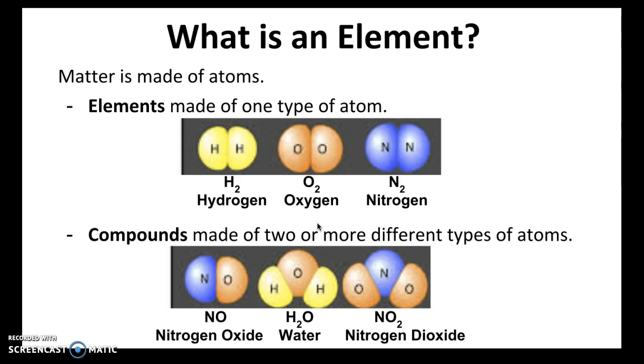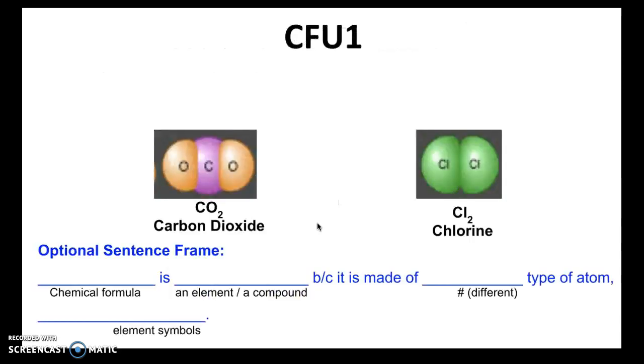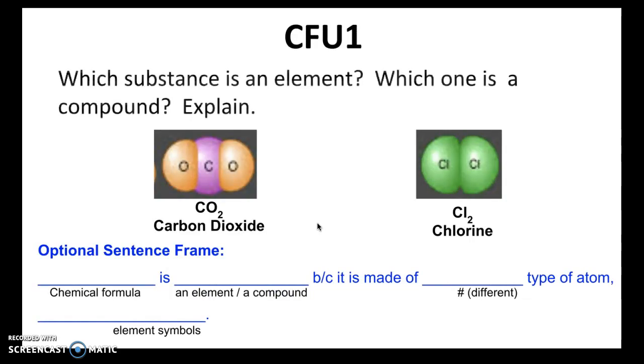It has different types. So just to recap, if there's only one type of atom, it's an element, and we can tell if it's an element from either the model or the chemical formula. Now you're going to test your understanding with the CFU. Which substance is an element, and which one is a compound? Take a moment to look at this.